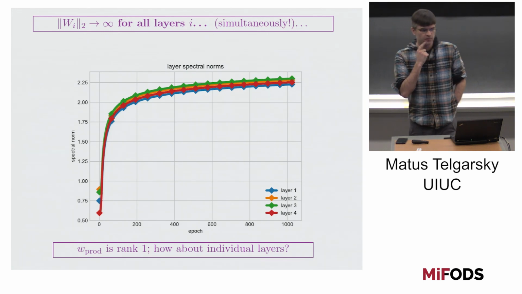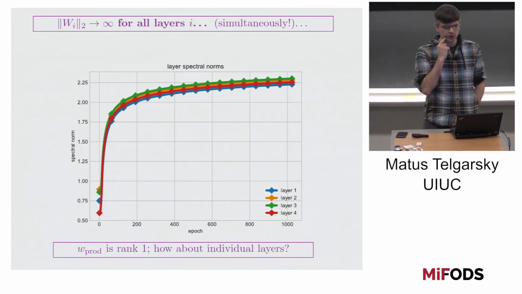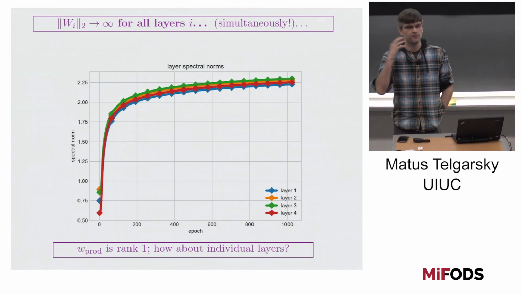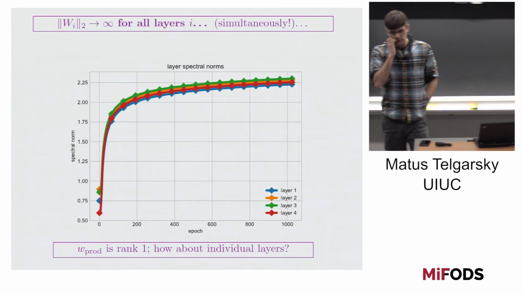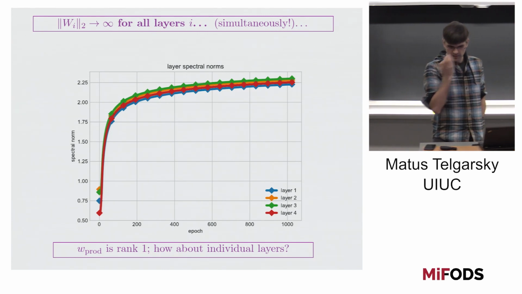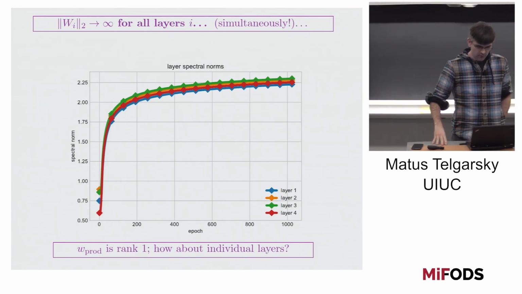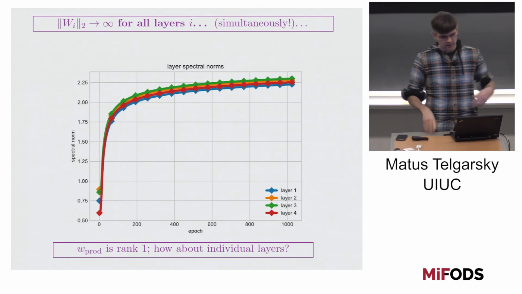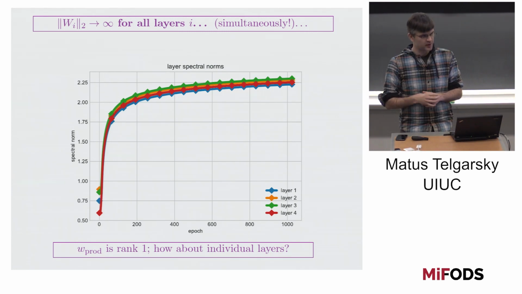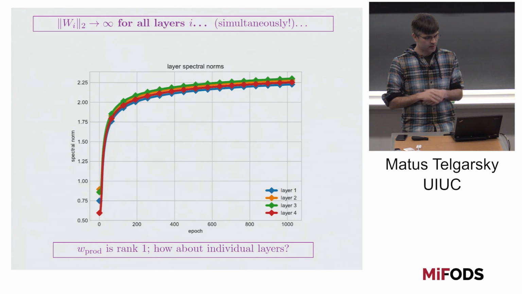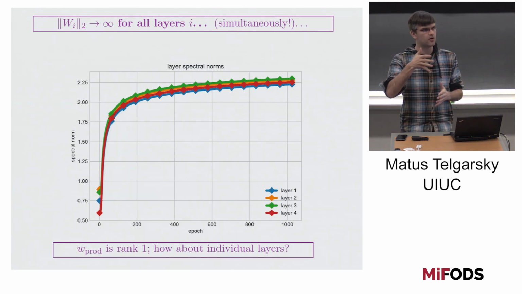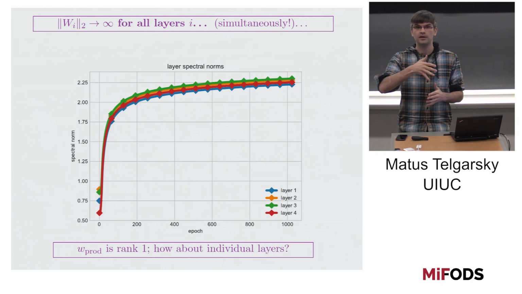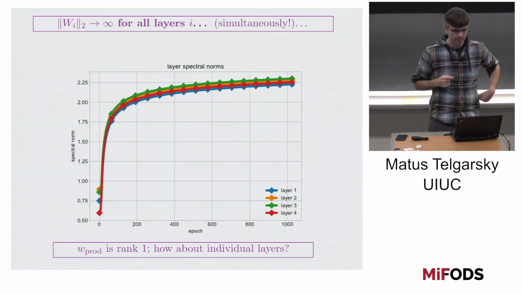So now, what are all the individual layers doing? If you plot the spectral norms of all the weight matrices, they also all go to infinity. Initially, this may seem surprising. There's a theorem by Jason Lee and Simon Du, who are both here, that I'll mention, that actually explains why not only do they all go to infinity, but they stay in lockstep. You'll notice that they're all going to infinity exactly together. I'll mention this in a moment.